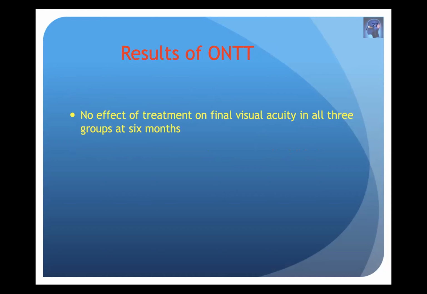Interestingly, ONTT did not find any effect of treatment on final visual acuity at 6 months. The quantum of optic nerve function recovery was the same at the cutoff point of 6 months, irrespective of treatment modality, that is IVMP, oral prednisolone, or placebo. From the point of view of speed of recovery of vision, IVMP may accelerate the vision recovery by 2 weeks.